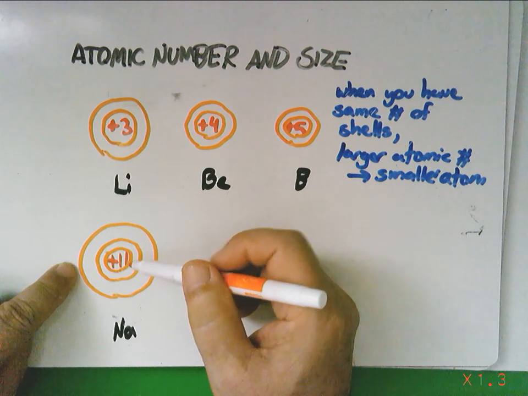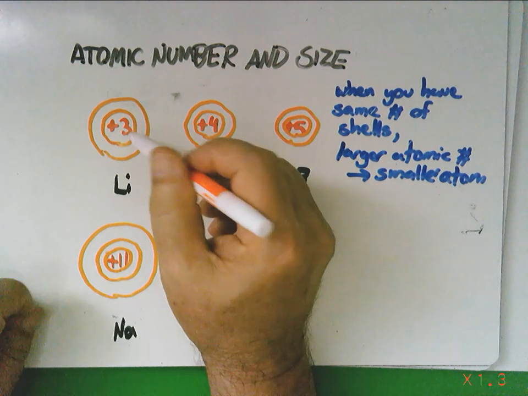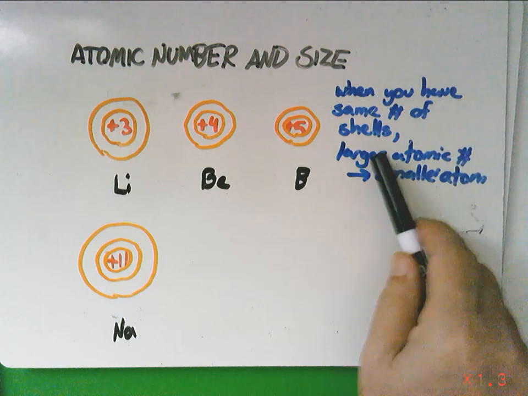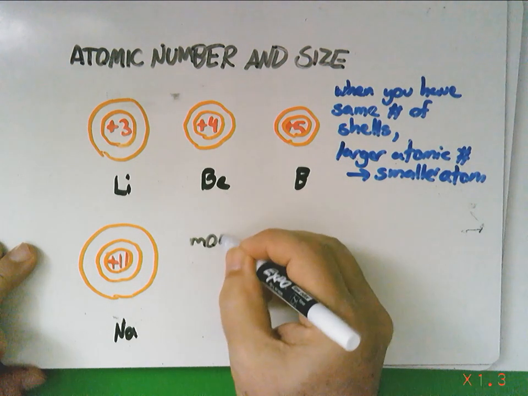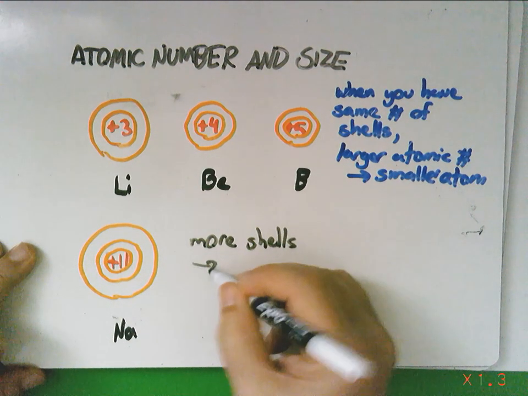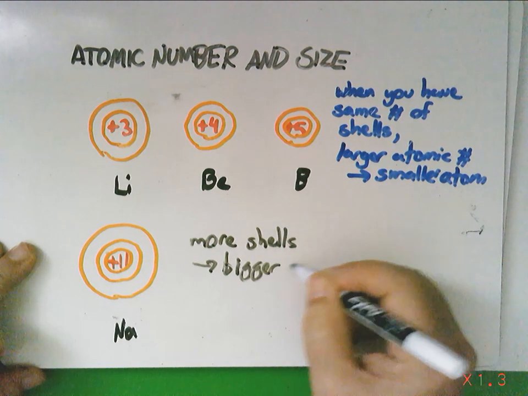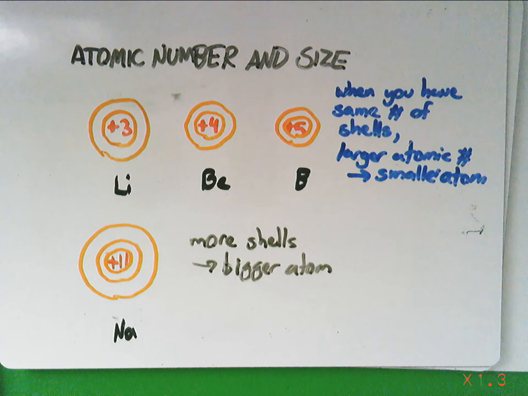And you could even say, this has a smaller atomic number and it has a smaller atom, which doesn't make sense according to what we saw up here if you don't look closely. But there are two rules. This is one rule. The other rule is more shells, bigger atom. Or you could say fewer shells give you a smaller atom.